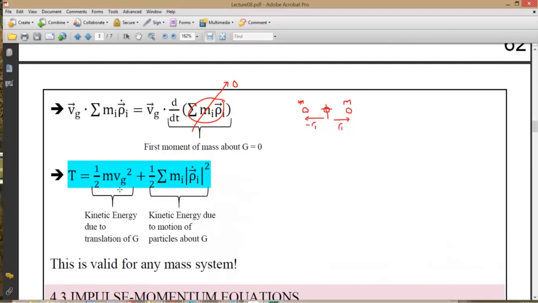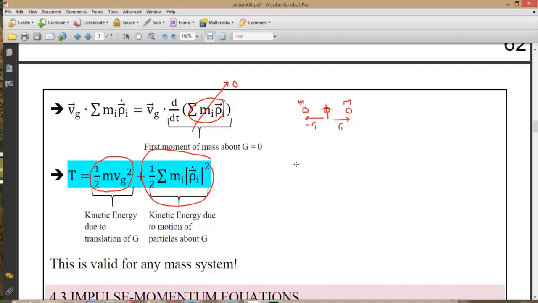In this general formula, this part is defined as the kinetic energy found by using the absolute velocity of the mass center, and the part on the right is the kinetic energy due to the motion of particles about the mass center. And this is valid for any mass system. This is valid for rigid body systems as well.